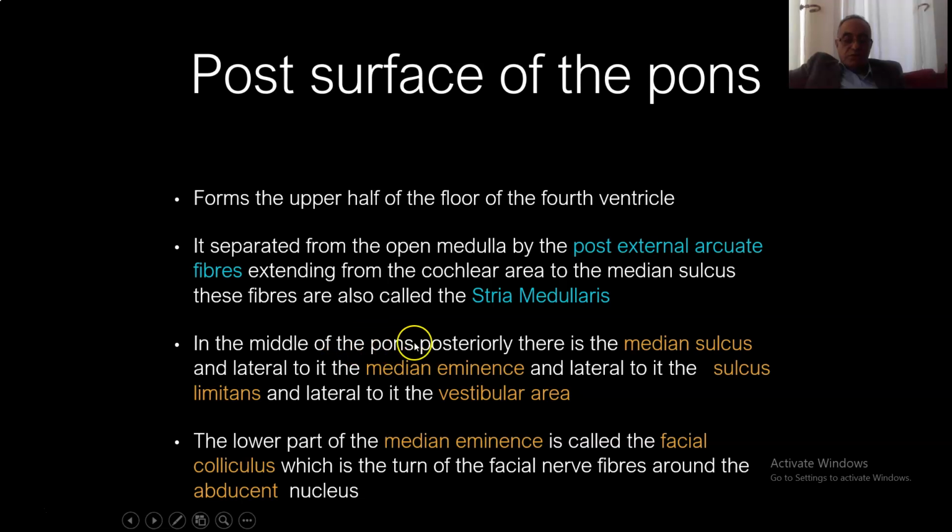In the middle of the pons, posteriorly, there is the median sulcus, and lateral to it is the median eminence. Lateral to the median eminence is the sulcus limitans, and lateral to it, the vestibular area. The lower part of the median eminence is called the facial colliculus, which is formed by the facial nerve fibers around the abducent nucleus, as we will see in cross-section.